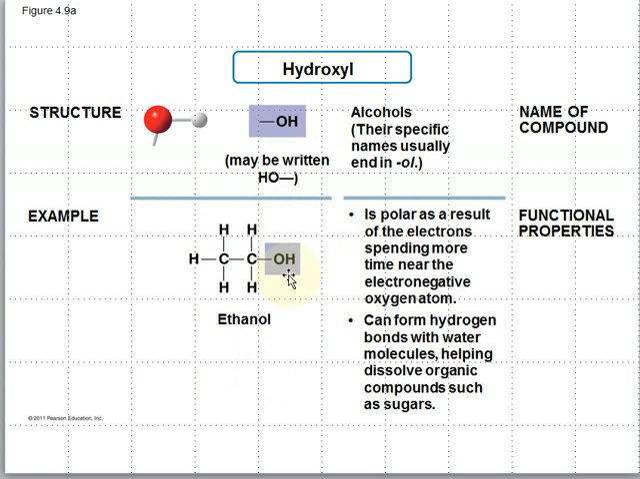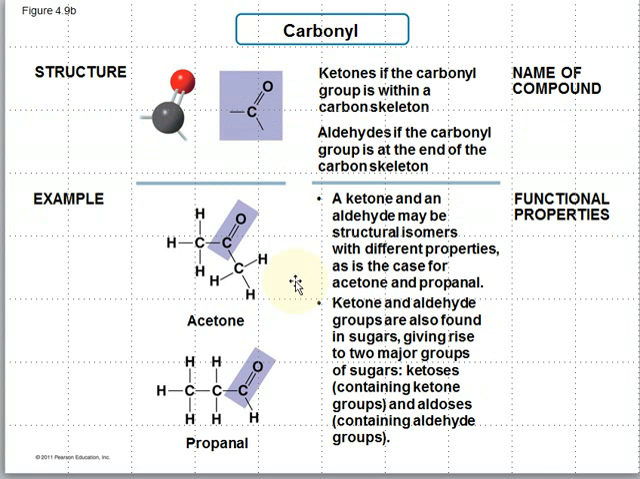So the fact that this OH gives this whole molecule a little bit of polarity on the end means it can readily combine with water and make those hydrogen bonds that we were talking about in the last couple of chapters. The next functional group we're going to look at is called carbonyls. Again, from the name, you can guess it has something to do with oxygen and carbon, and sure enough it does. It's a carbon with a double bond to the oxygen.